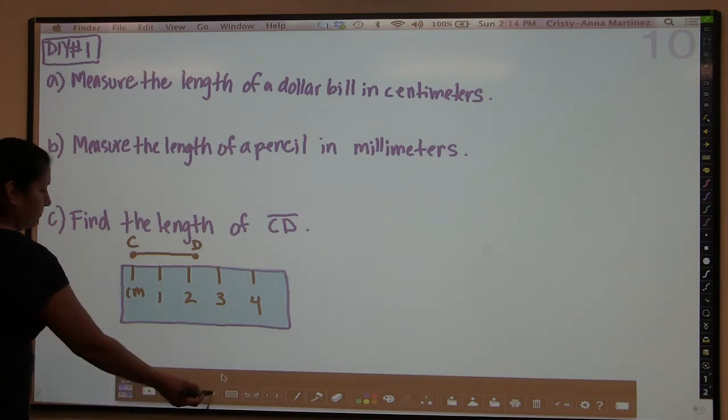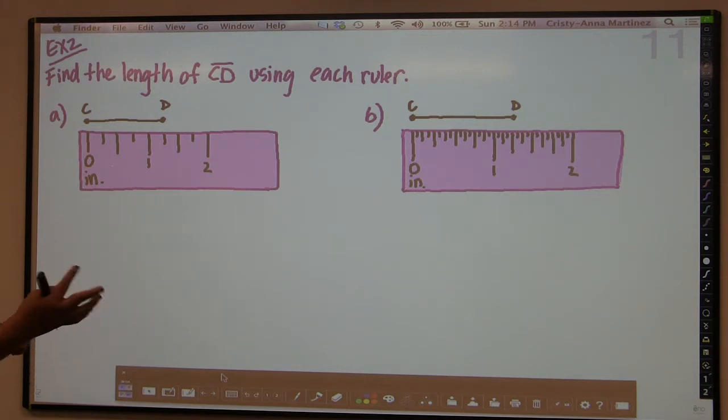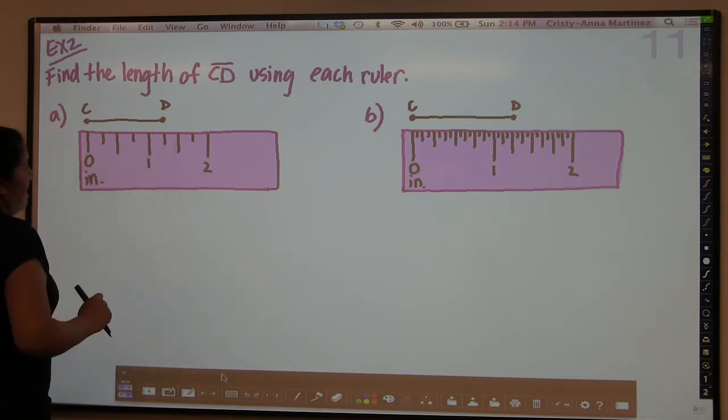All right. So here we go. Now we're doing the exact same thing, only this time we're going to be using standard units. So last time we were using the metric system, centimeters, millimeters. Now we're going to be using the silly system, which is the standard system, which is inches and all that kind of thing. But again, same idea holds. Whatever your smallest unit of measure is, that's what you want to use.